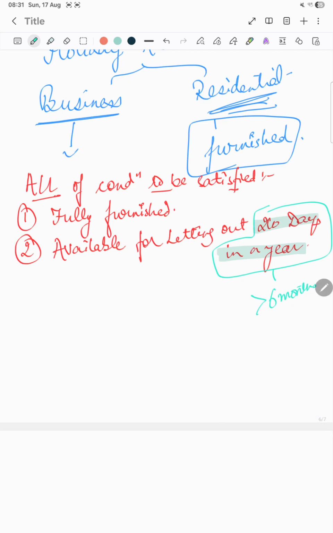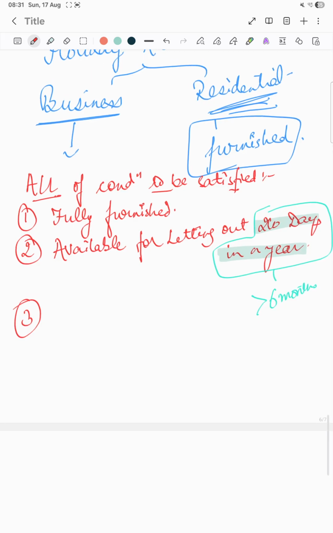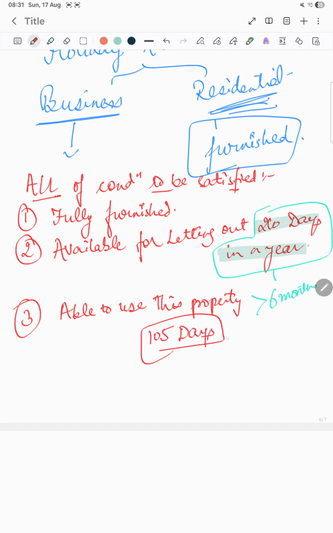Next, it's not that you are letting out this property to your friends and family and then you are saying that yes, this is a commercial property, the house that is let out. So people should be able to use this property for a period of 105 days, which means half of this, that it is available listed on the platform for 210 days. Why 210 days also?